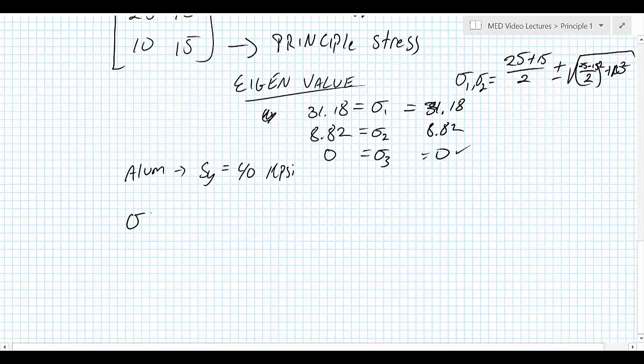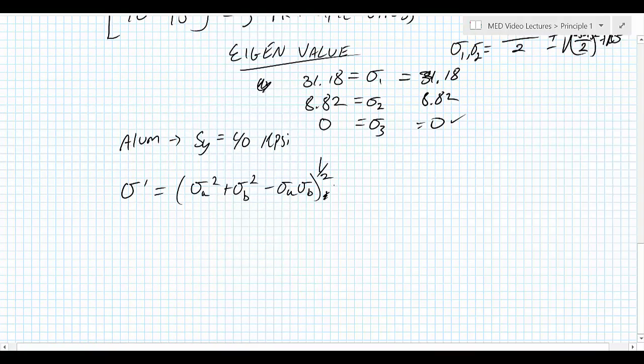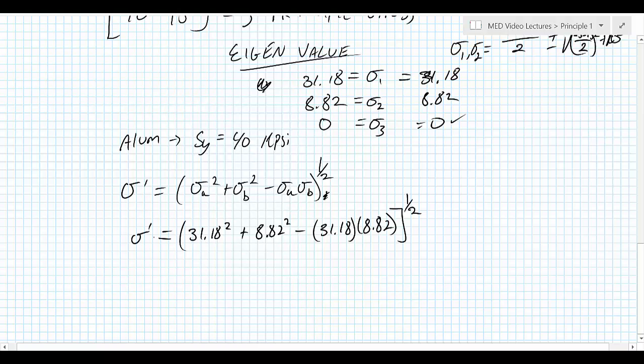So distortion energy has sigma prime equal to the square root of sigma A squared, this is just rewriting it from before, plus sigma B squared minus sigma A sigma B, where those are the principal non-zero stress values. So in our situation, we'd have 31.18 squared plus 8.82 squared minus the multiplication of those two, 31.18 times 8.82, and then take the square root of that. And that's our von Mises stress.